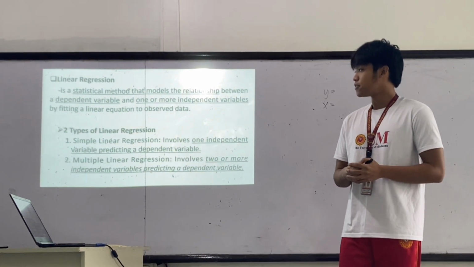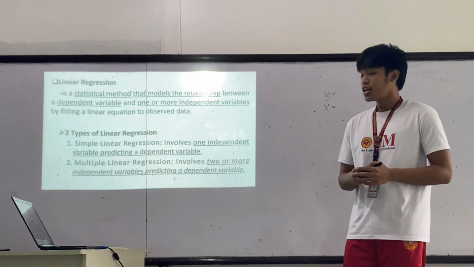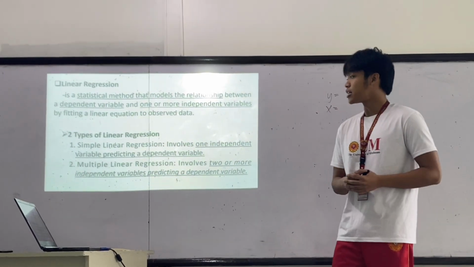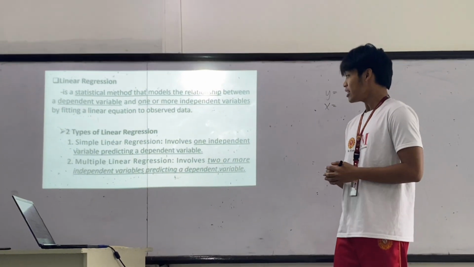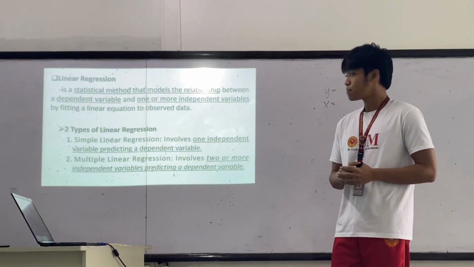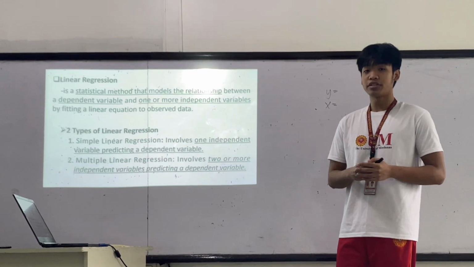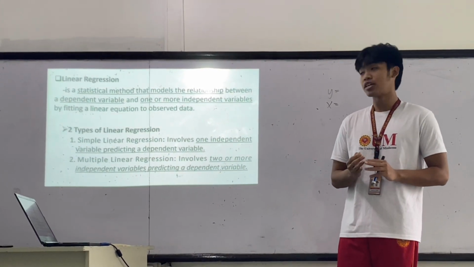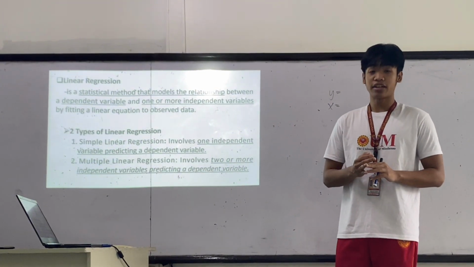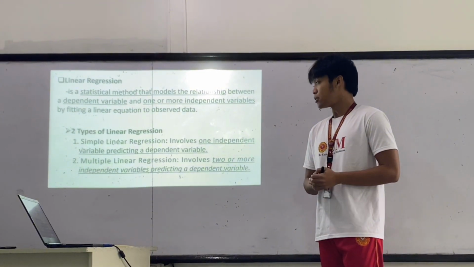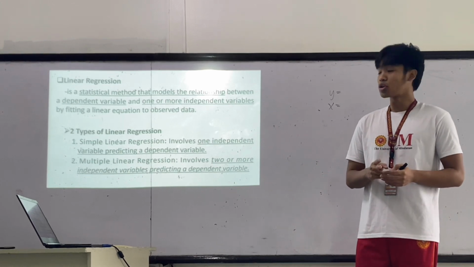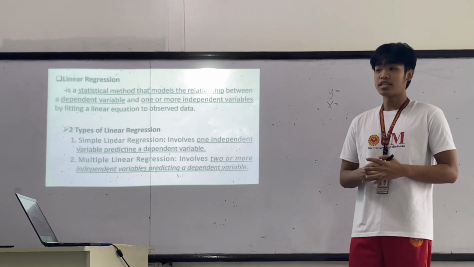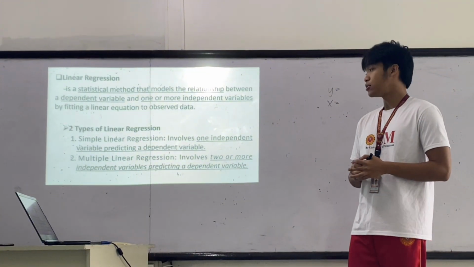Continuing, there are two types of linear regression. The first type is simple linear regression. Simple linear regression involves one independent variable predicting a dependent variable. So, there is only one independent variable that influences the dependent variable in simple linear regression. Meanwhile, multiple linear regression involves two or more independent variables predicting a dependent variable. So that's the difference between simple and multiple linear regression.